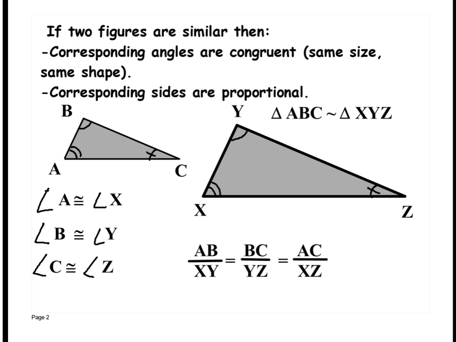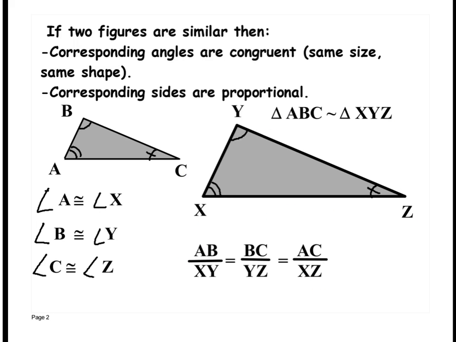The only thing different is the sides. They're not equal to each other, but they're proportional. Corresponding sides are proportional. And that's shown by this. AB, this, is proportional to XY. BC, here to here, is proportional to YZ, here to here. And AC, here to here, is proportional to XZ.